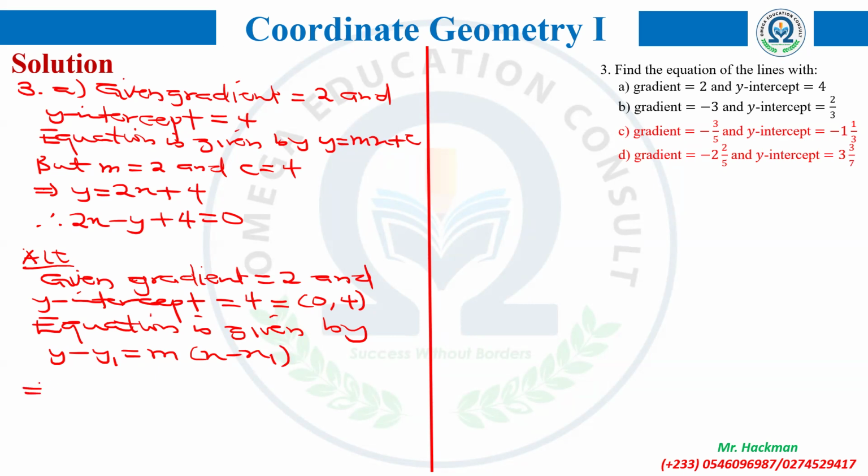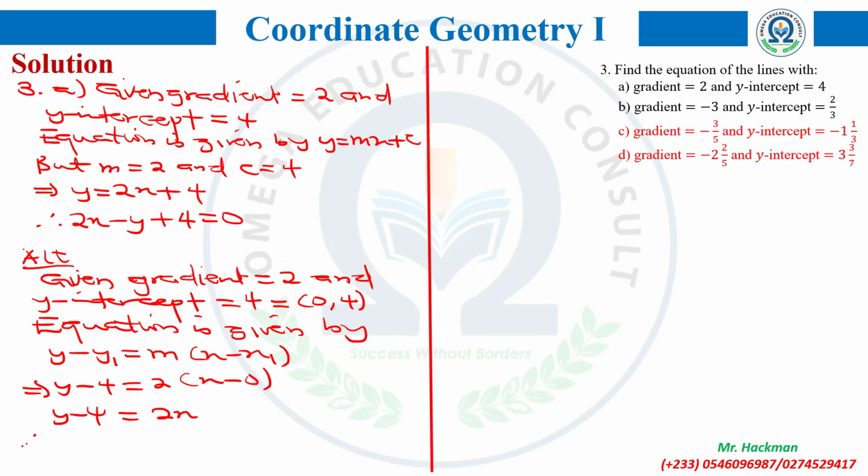So this implies that your y1 is this, x1 is this. So y minus y1, which is 4, is equal to m, that is 2, into x minus x sub 1. x sub 1 is 0. So we are going to get y minus 4 is equal to what? 2x. Is that clear? Because x minus 0 will give you x, then times 2.